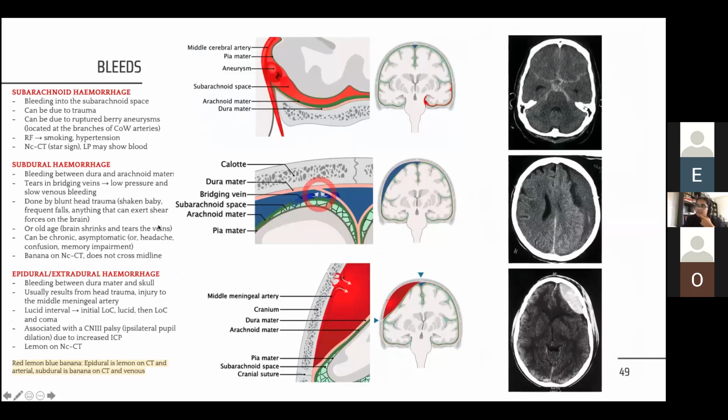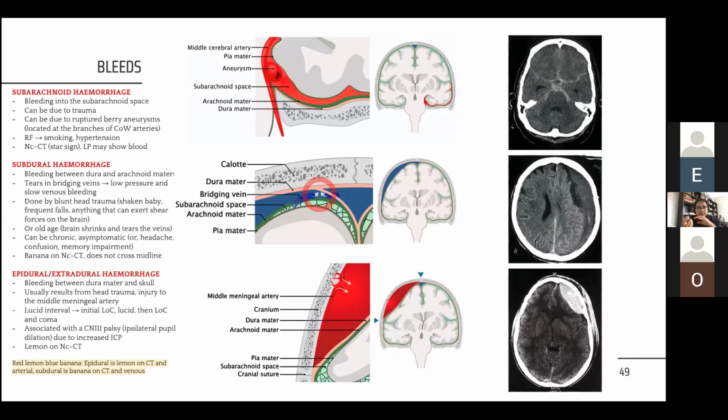Then you have your bleeds, your hemorrhages. And there's 3 types of bleeds because you can bleed into 3 different spaces of your meninges. Starting from your most internal bleed is your subarachnoid hemorrhages. And as we talked about earlier, in your subarachnoid space, you've got your CSF, but you've also got your circle of Willis that sits in the subarachnoid space.